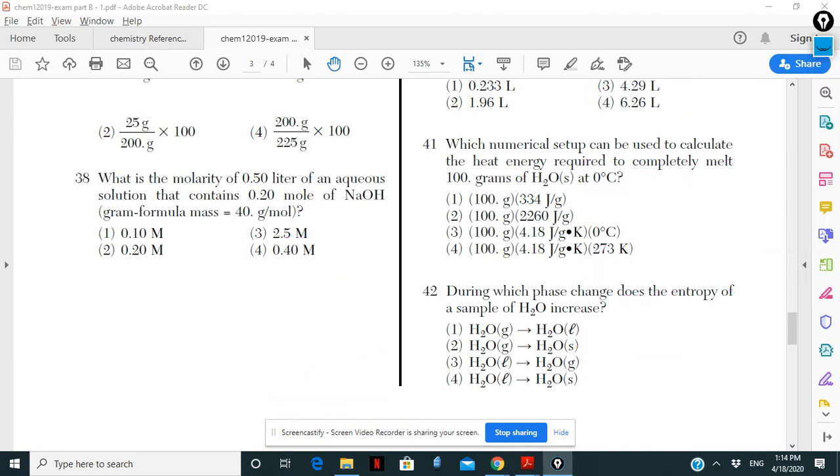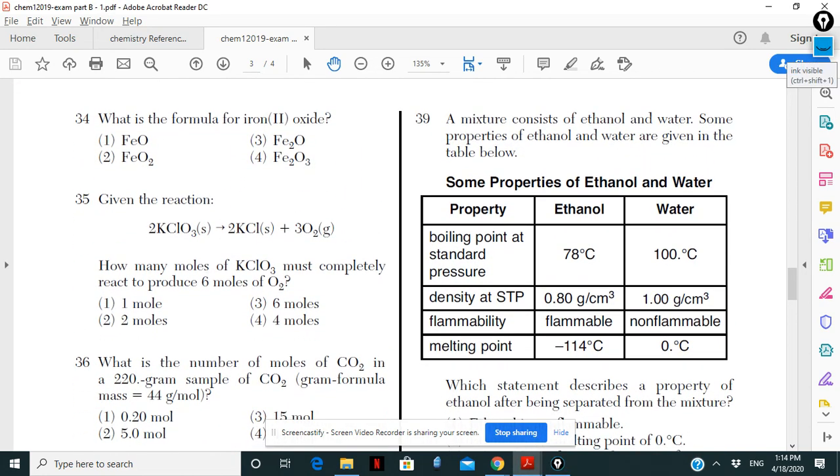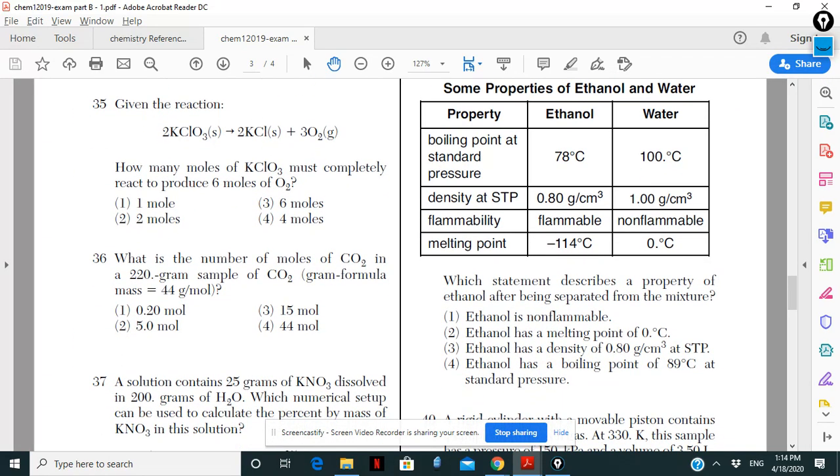Question number 39. A mixture consists of ethanol and water. Some properties of ethanol and water are given in the table below. So he's giving me some information about the boiling point, the density at standard pressure, flammability, and melting point. Which statement describes a property of ethanol after being separated from the mixture?